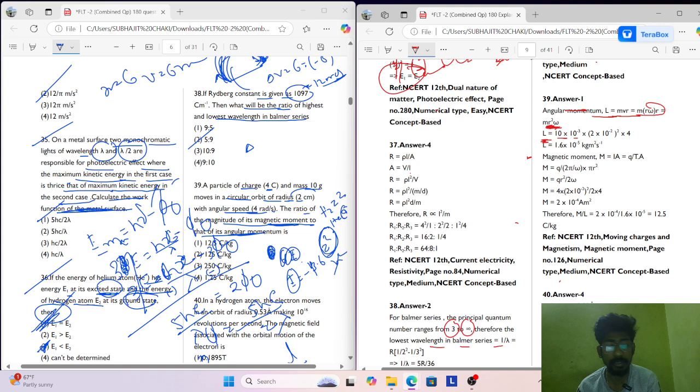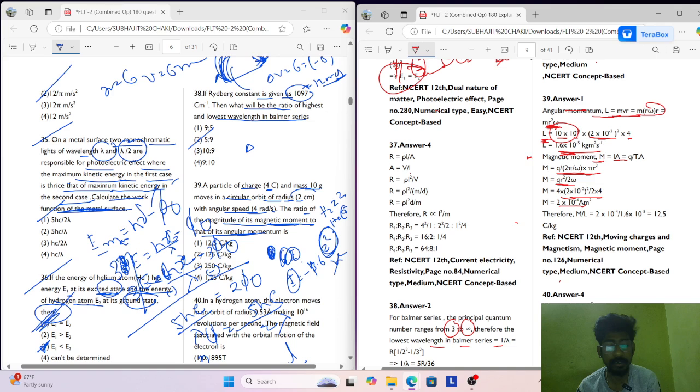Magnetic moment is I into A, right? That means Q by T into A. T is 2 pi by omega. Okay, so it will become Q into pi will cancel out, Q into r squared by 2 omega. Just put all the values here, you will get this. Now take the ratio. What will be the ratio? 20 divided by 1.6 means 12.5 by 1. Therefore option number 1 will be the correct option here.